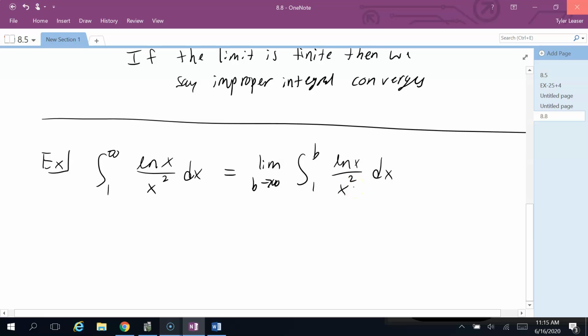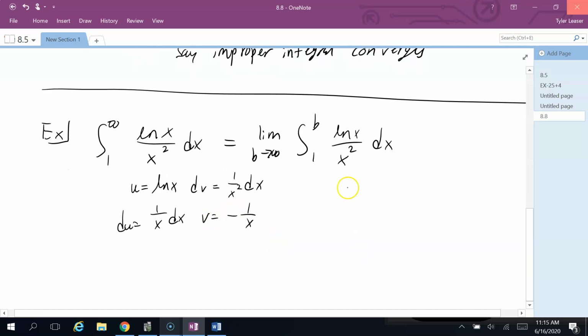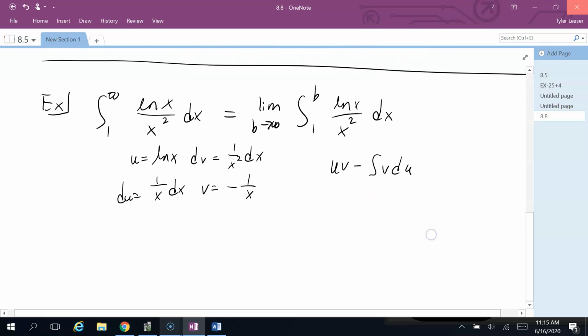This is going to be an integration by parts, so we need to create a u and a dv. We're going to let u be the natural log x, and dv be 1 over x squared dx. Then du would be the derivative of natural log, which is 1 over x, and v is the antiderivative of dv, negative 1 over x. Remember that for integration by parts, it's uv minus integral v du. So we multiply the u and the v together, negative 1 over x natural log x, minus the integral of v times du, which would be negative 1 over x squared dx.